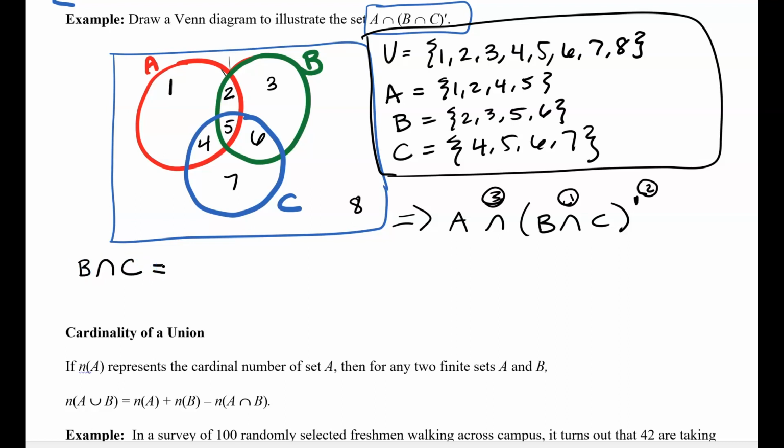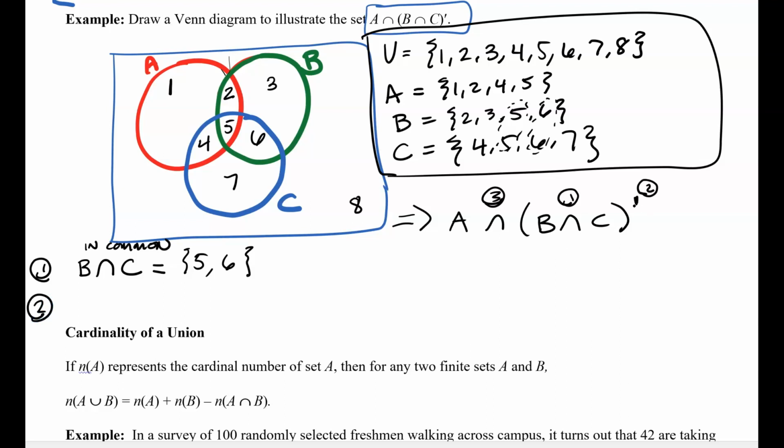So what do B and C have in common? If I look at B and C up here, it looks like they have a 5 in common, and it looks like they have a 6 in common. So I'm going to write down 5, 6. So that's what they have in common. Okay, so that's step 1.